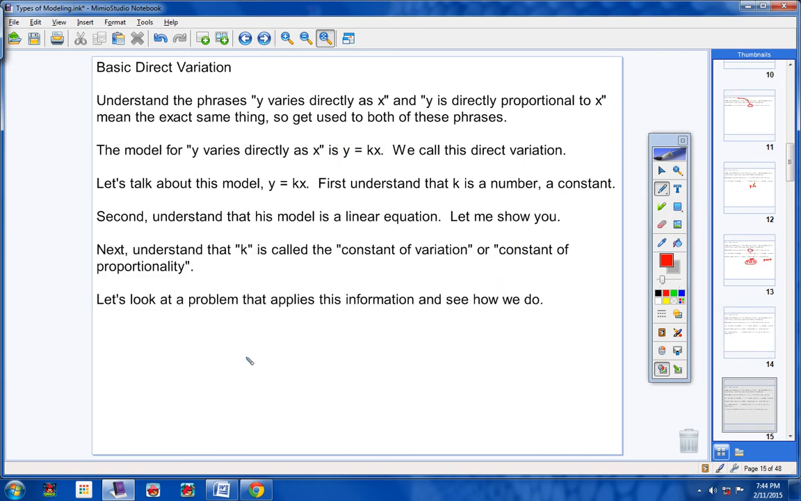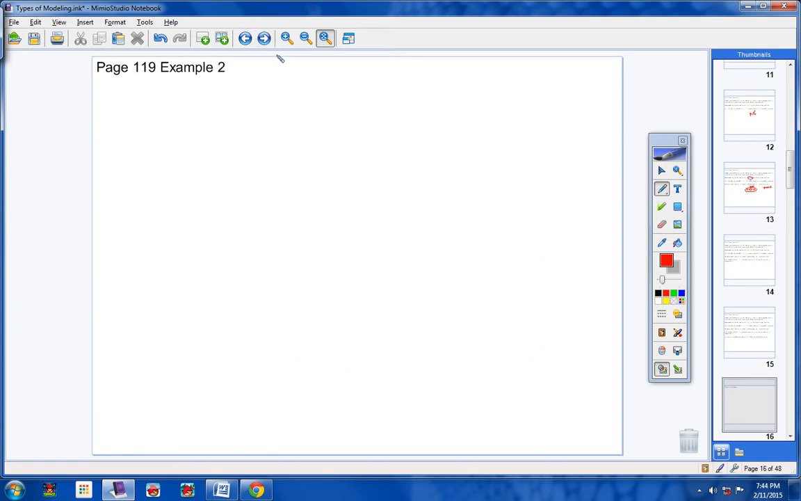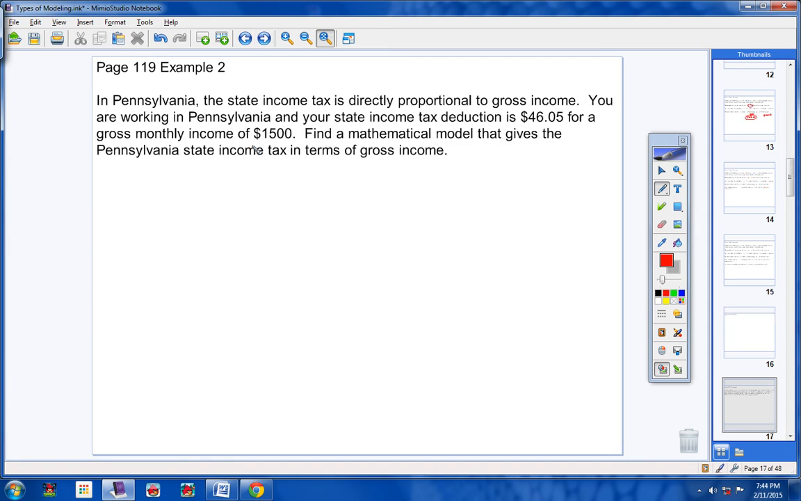Now, let's look at a problem that applies this information and see how we do. All right, here we go. The reason I've written page 119, example number 2, is instead of copying this problem in your notes, you could just put page 119, example 2, and open your books and follow along. You won't have to copy this whole problem down. There will be one problem today that's not in your book, and you will have to copy that one down. The rest are in your book.